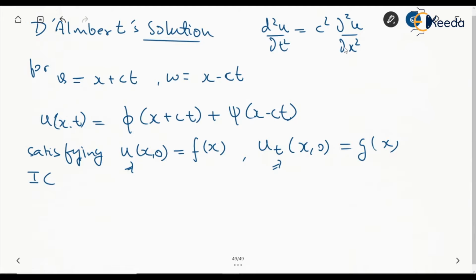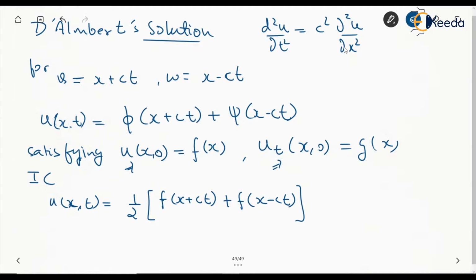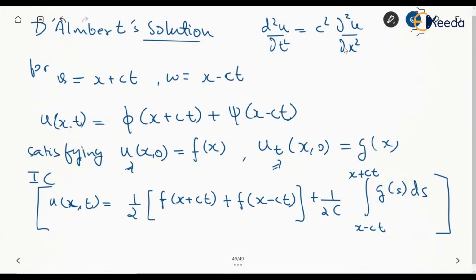So in that sense, u(x,t), that is the wave equation in terms of the independent variables x and t, can be written as half of f of x plus ct plus f of x minus ct, plus the integration of g of s, changing the variable of x to s, from x minus ct to x plus ct, right? This is the expression, this is what we need.